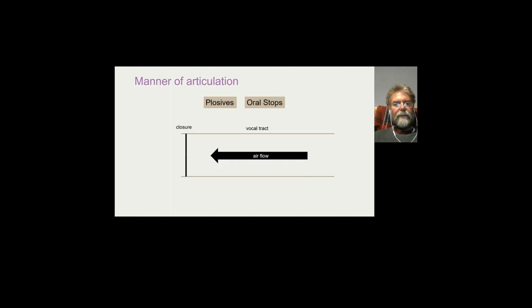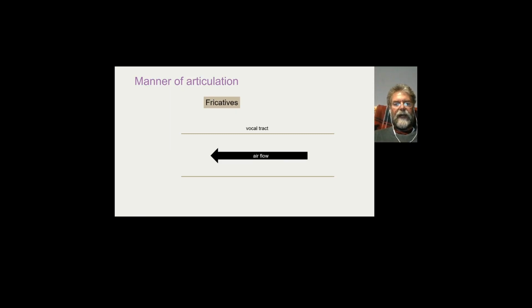So oral stop and plosive are two different terms for the same thing, basically. Okay, so we close off the oral tract, the vocal tract, somewhere, and that causes pressure to build up behind that. And then what happens is you suddenly release the blockage, and that causes air to shoot out from wherever that blockage was. So, for example, p would be a kind of plosive, whereby you've closed the vocal tract at the lips, and then you suddenly release it, and the air flows out suddenly.